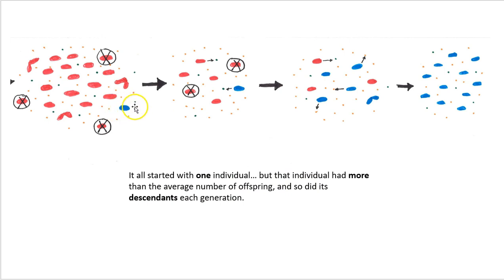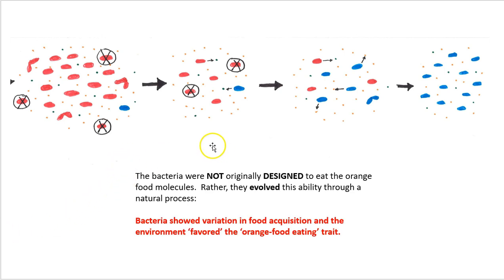So here we have the beginning of the process. The orange food-eating trait is going to increase in frequency as the generations go by. Pretty soon the entire population is composed of individuals that can eat both the green and the orange food molecules. Now, it's also important to note here that the bacteria were not originally designed to eat the orange food molecules. Rather, they evolved this ability through a natural process. So you see, the bacteria in the past were incapable of eating the orange food molecules.